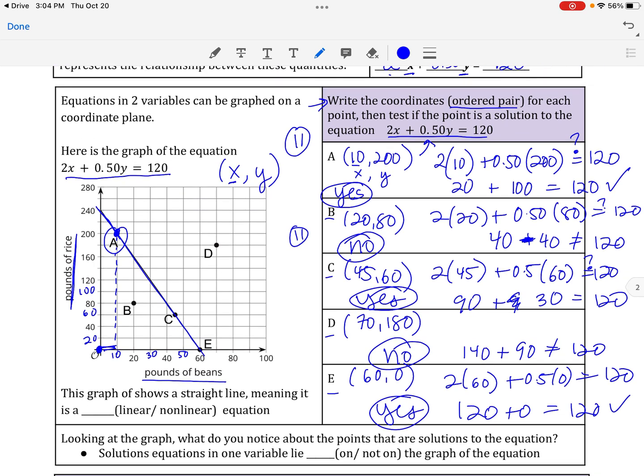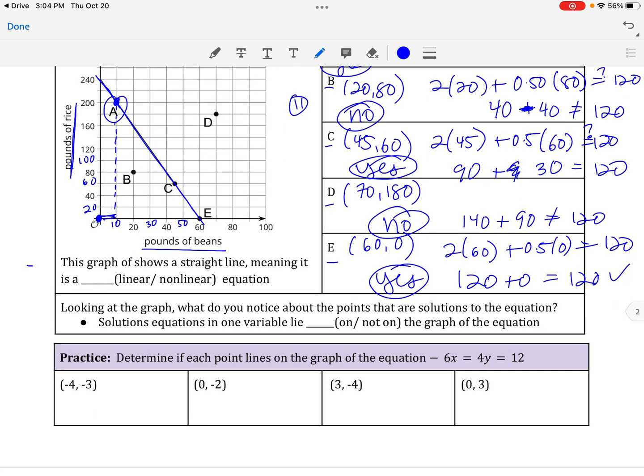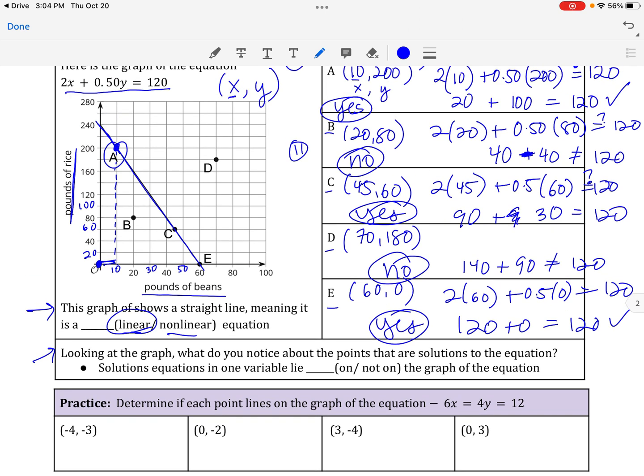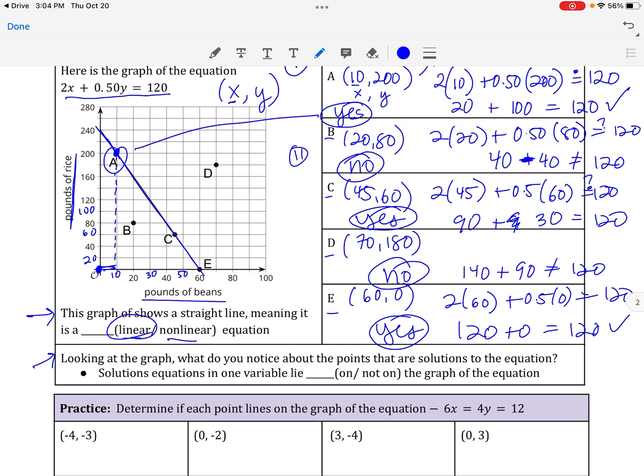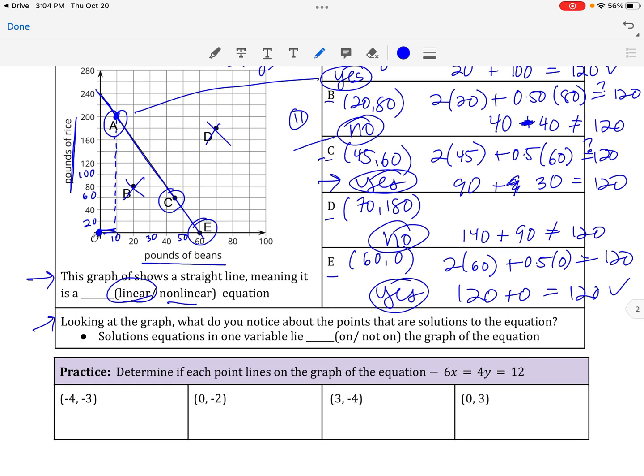All right, so let's fill in a few more things. How about this? This graph shows a straight line, meaning it is a linear or nonlinear equation. Linear, it's a line. Now, looking at the graph, what do you notice about the points that are solutions? So we've determined that A is a solution. We've determined that B is not a solution. C is a solution. D is not a solution, and E is a solution. What do you notice? Well, the solutions to equations in two variables lie on the graph of the equation.